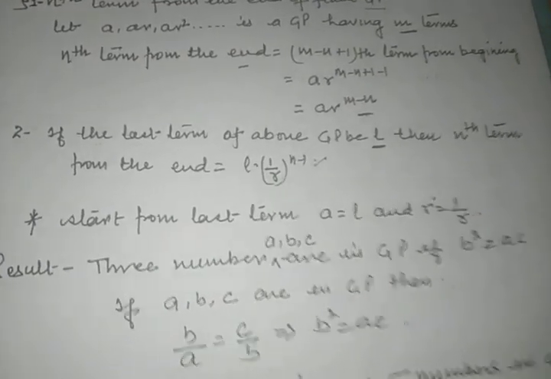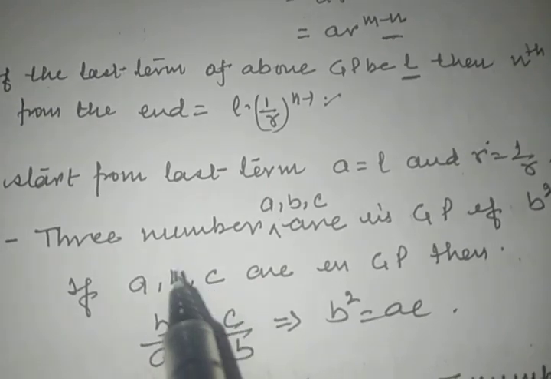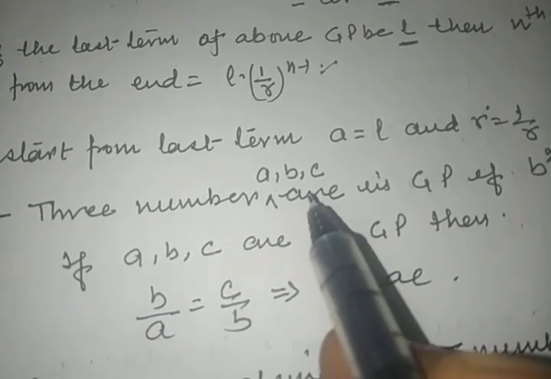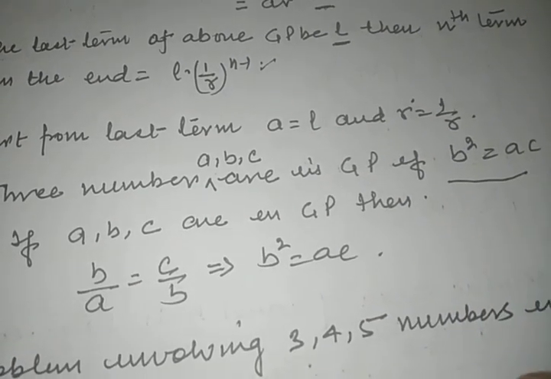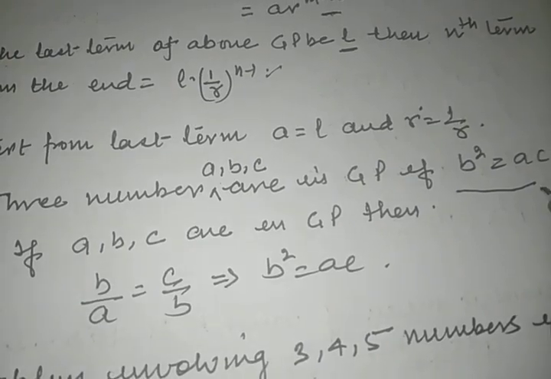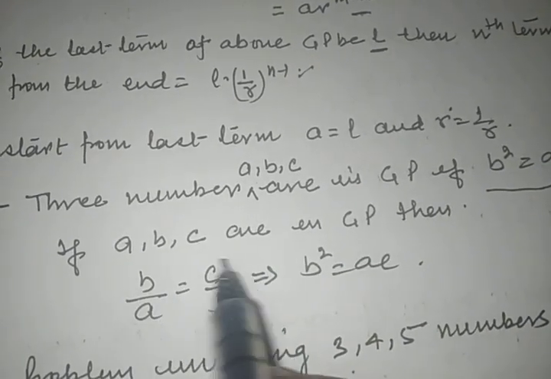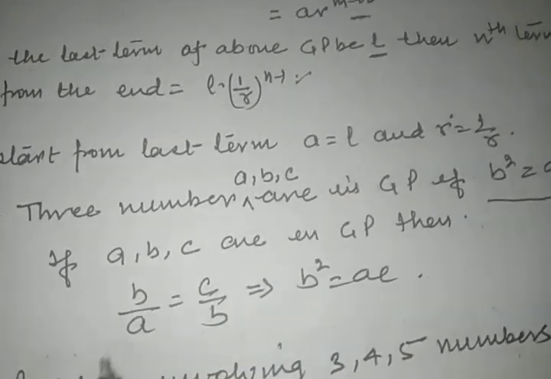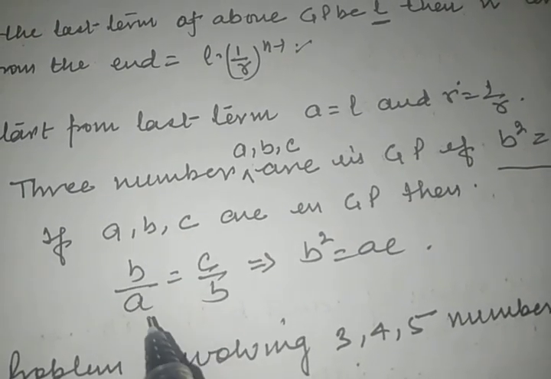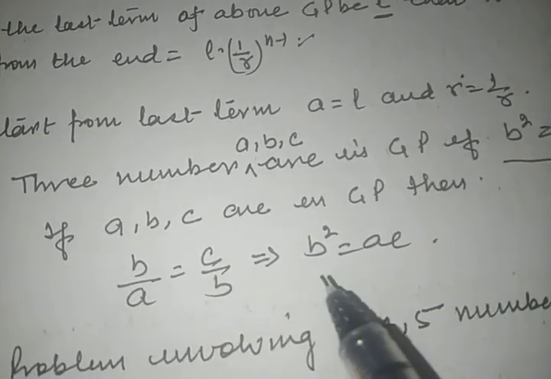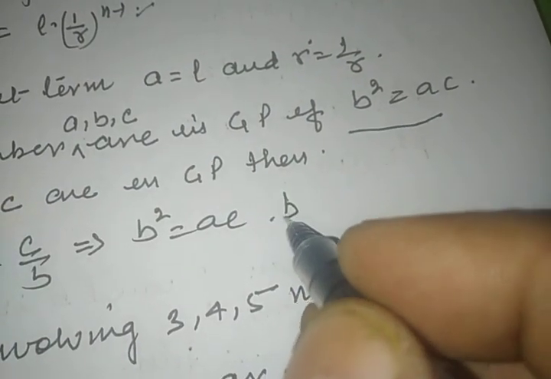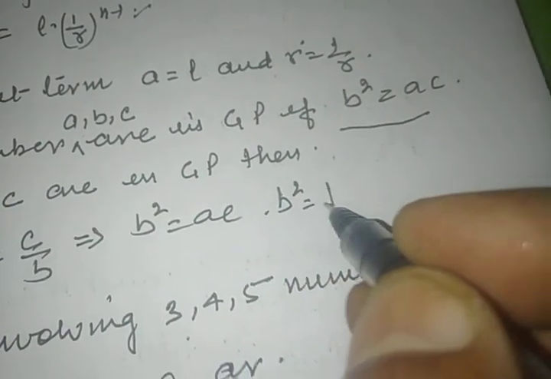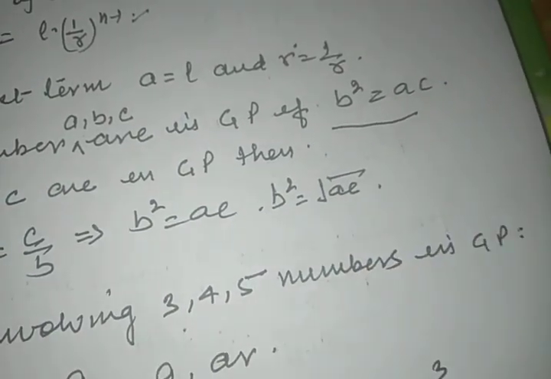Now, what result is there? Three numbers a, b, c are in GP if b square is equal to ac. This is the condition for 3 numbers to be in GP. See, if a, b, c are in GP, then the common ratio will be equal. So b upon a will be equal to c upon b. That will imply b square is equal to ac, or b is equal to the square root of ac.